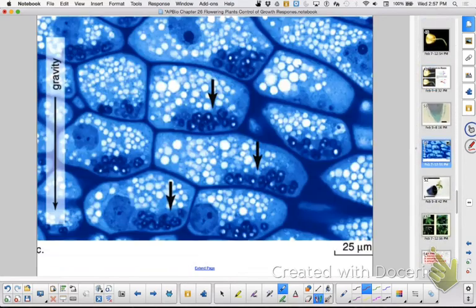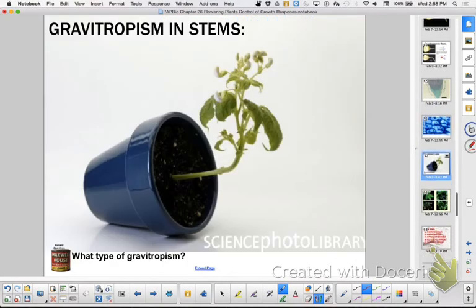And how do you know that it's on the bottom? The thick, heavy starch granules sink to the bottom of the root. So even if you take the plant and turn it sideways, the starch is going to fall to the lower levels. Okay. All right.